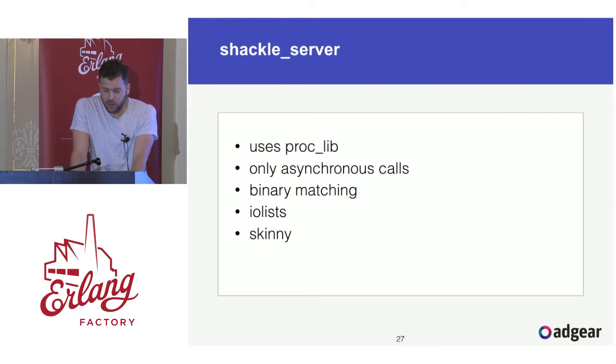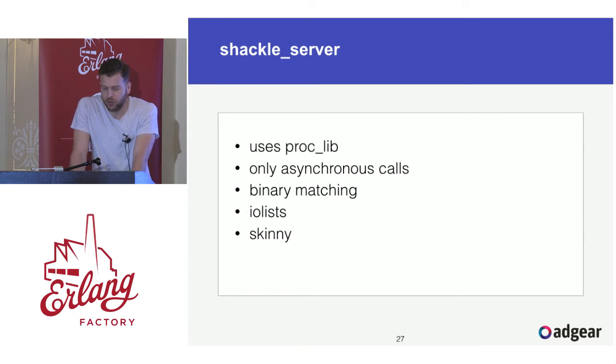So Shackle server basically uses proc_lib. If you're not familiar, proc_lib is kind of the behavior gen_server implements, and gen_event and all of that. It gives you some nice things like tracing of the state and supervision.